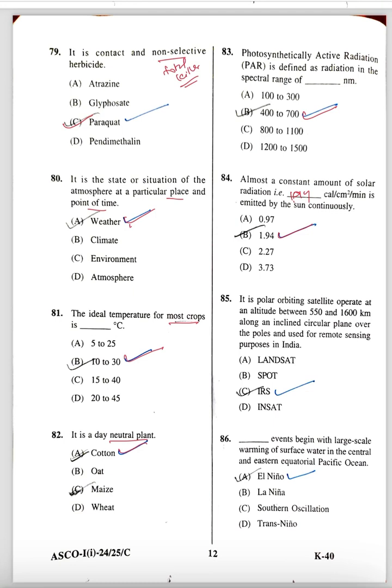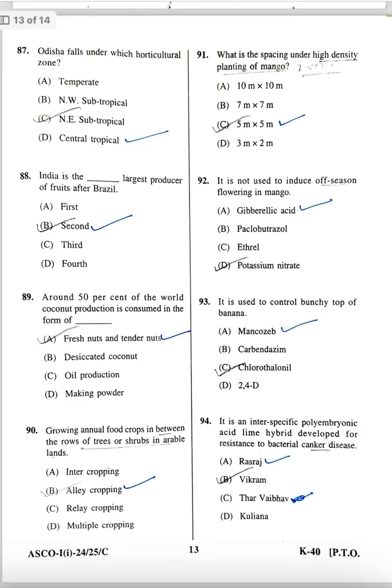And the next question, the polar orbit satellite which operates at an altitude of 550 to 1600 kilometer along an inclined circular plane over the poles, used for remote sensing purpose, is IRS. So we are saying IRS 1A. Basically it is moving around as a polar orbiting satellite, that is the Indian Remote Sensing satellite. This event begins with large scale warming of the surface. Whenever it is called warming, this will be the El Nino effect, warming of the surface in the central and eastern equatorial Pacific Ocean.